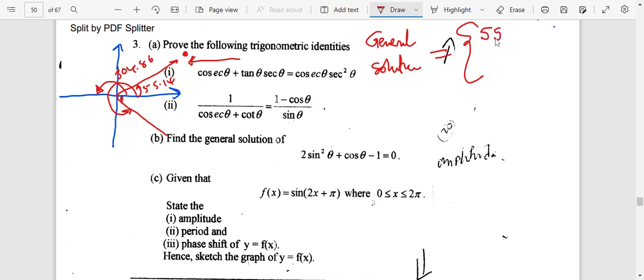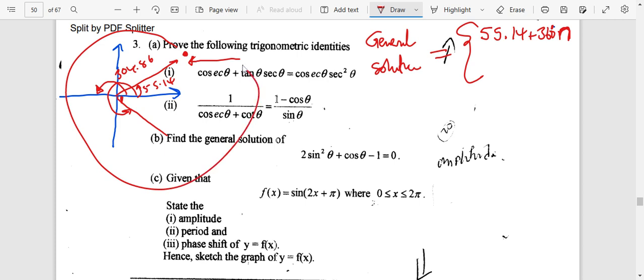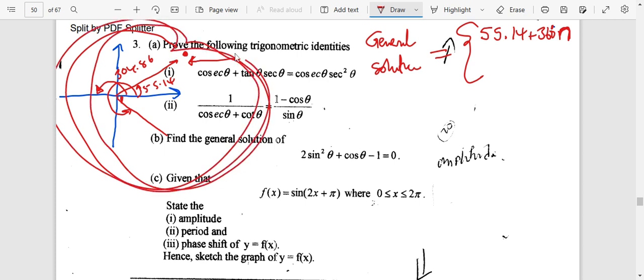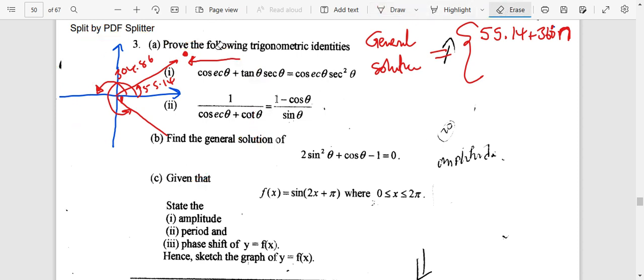So the general solution is going to be 55.14 plus 360n, meaning that it doesn't matter how many times we turn. I might make the first revolution, I'll come back here. Second revolution, I'll still come back here. Third revolution, I'll come back there. That is a general solution. It doesn't matter how many revolutions I take, I'll still arrive at that same point.